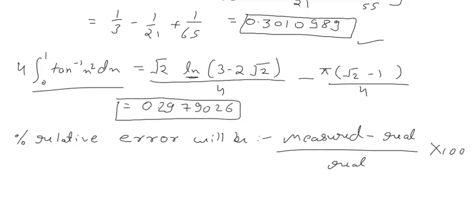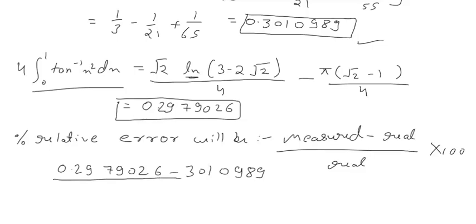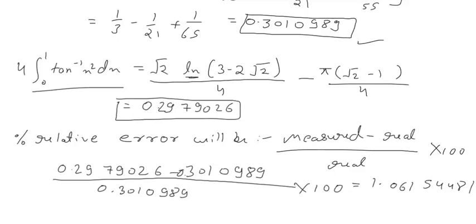Putting all these values together, we will get 0.2979026 minus 0.30100989 upon 0.30100989 into 100. Now what will we get? We will get 1.06154448% of error according to the given question.